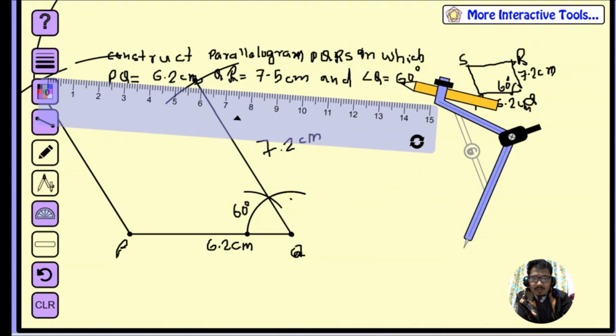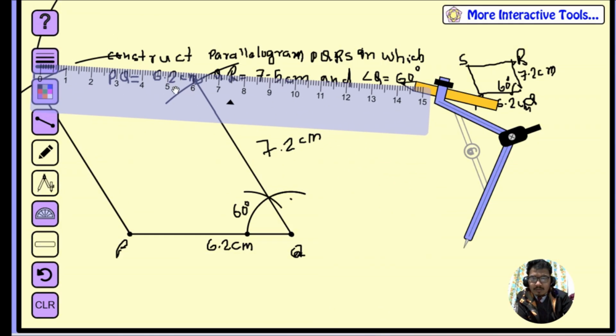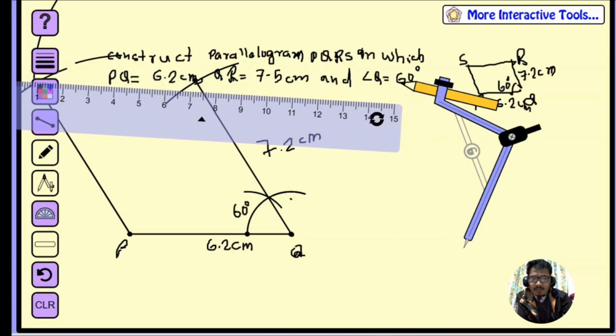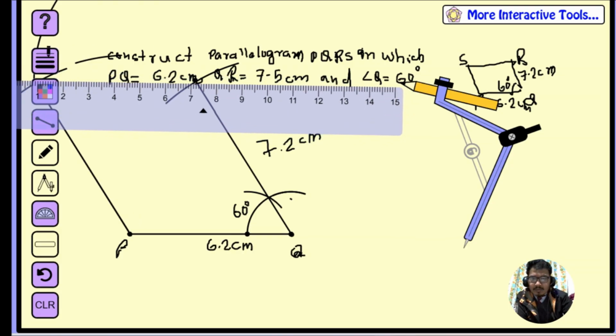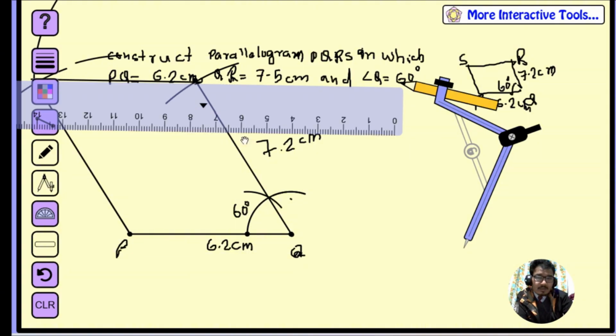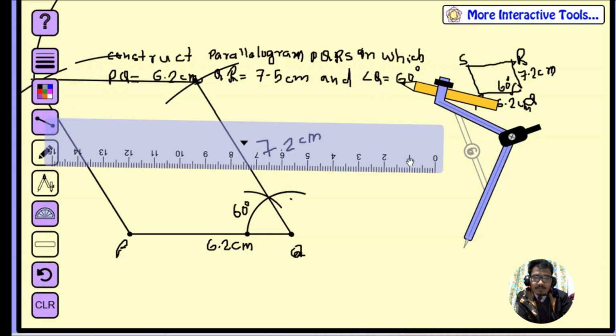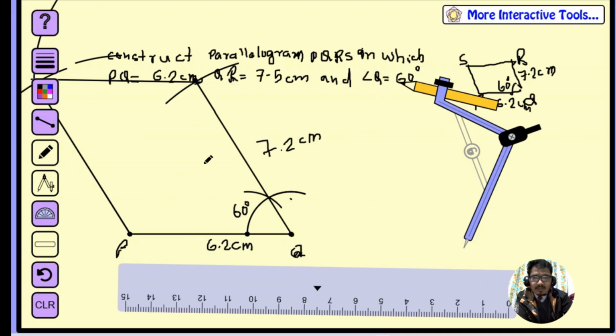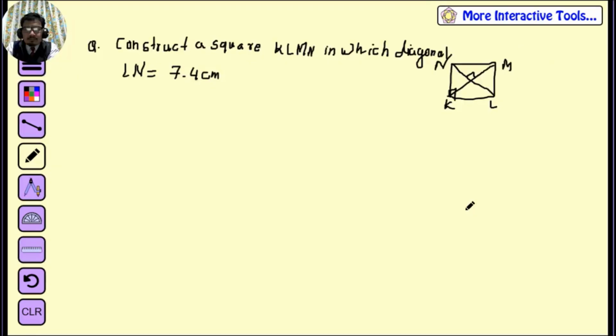Opposite sides like this. This side is left to join, then it will be a complete figure, okay? And join this like this, and you will get the required parallelogram, right?